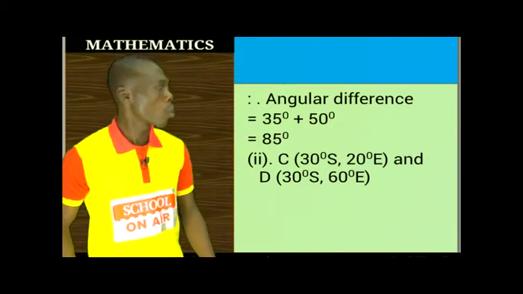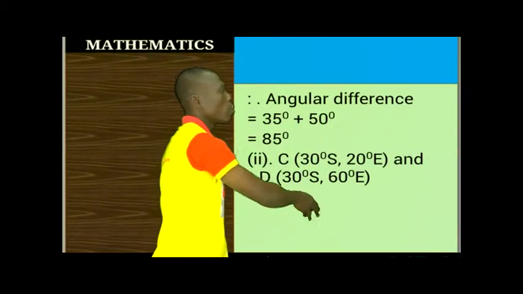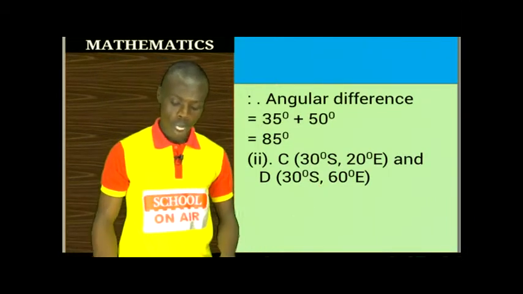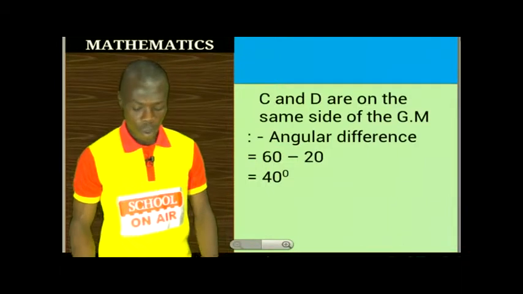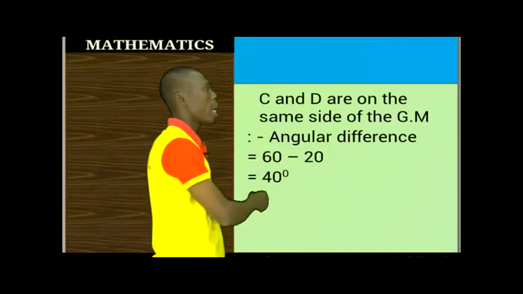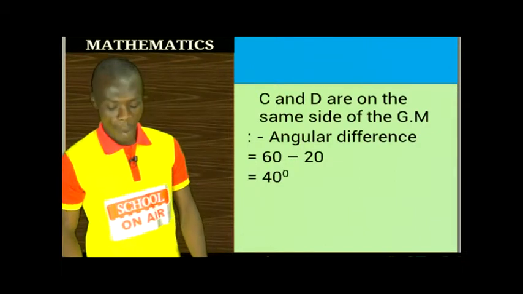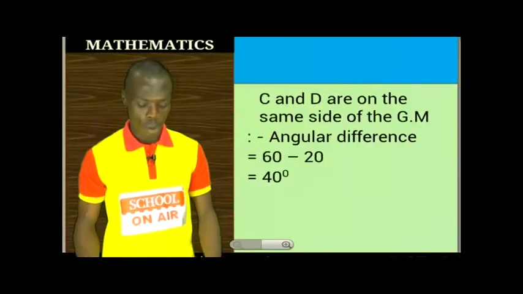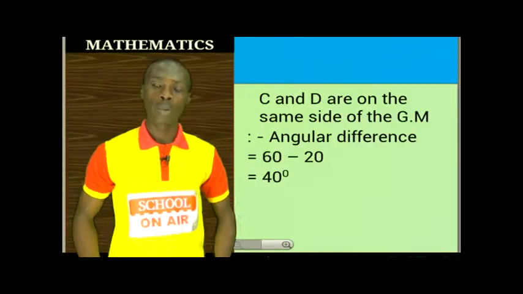Good, you subtract. So, because they are on the same side of the Greenwich meridian, you subtract their longitudes from each other to get the angular difference. So, because we say C and D now are on the same side of the Greenwich meridian, therefore their angular difference is what? 60 minus 20, and that gives us 40 degrees.